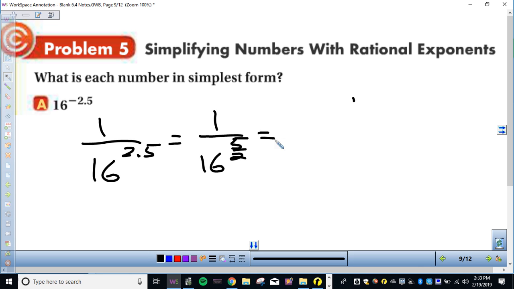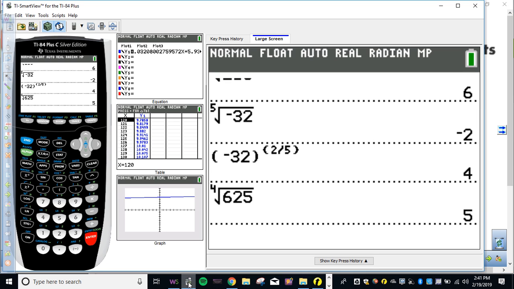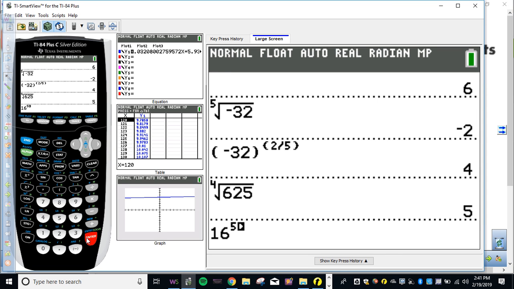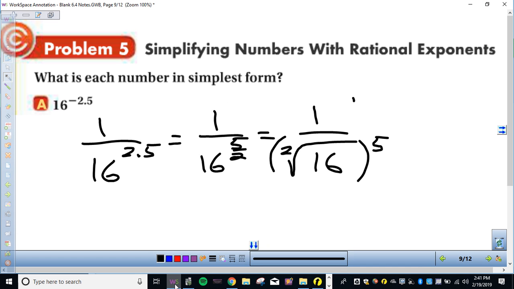Don't be confused. 1 over the square root of 16. We're going to put the 5 outside. Why did I put the 5 outside? It doesn't belong. The square root of 16 you can do evenly, so do that if you can. That's hard because I don't want to raise 16 to the 5th power because you get this obnoxiously large number. I don't want to deal with that. So instead, I'm just going to take the square root of 16, which is 4.